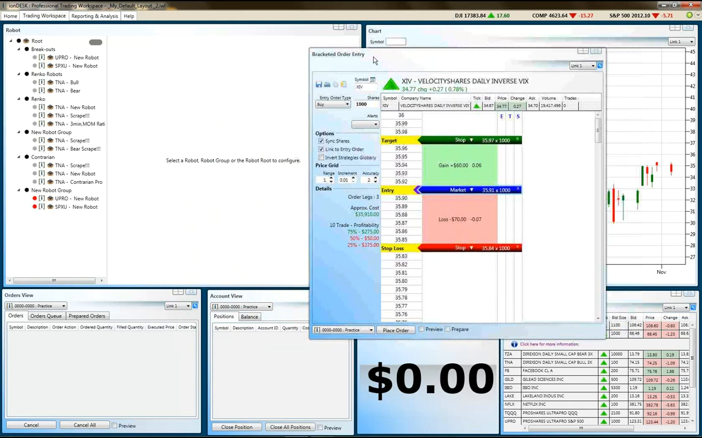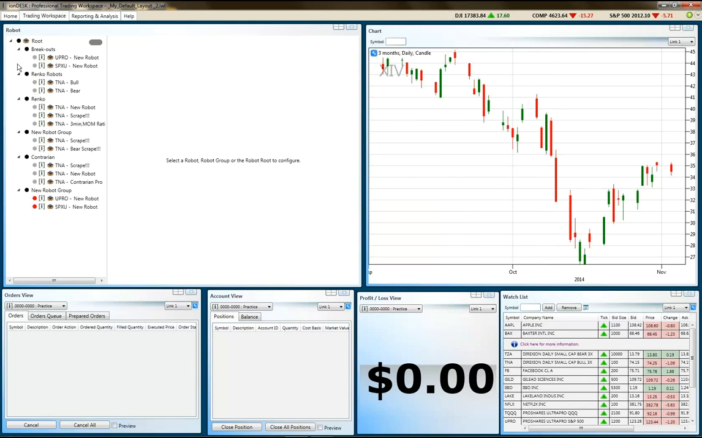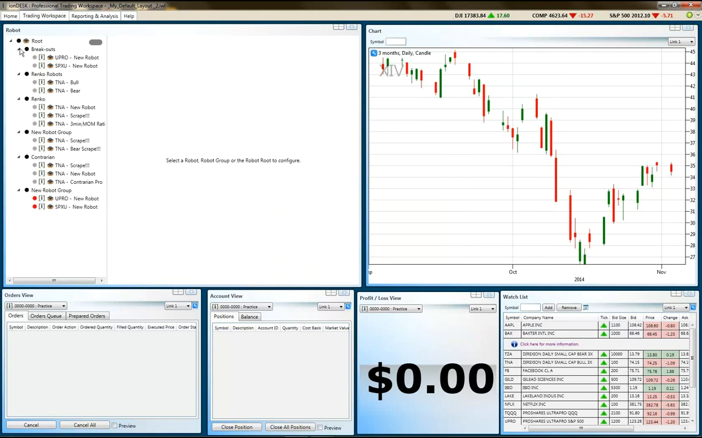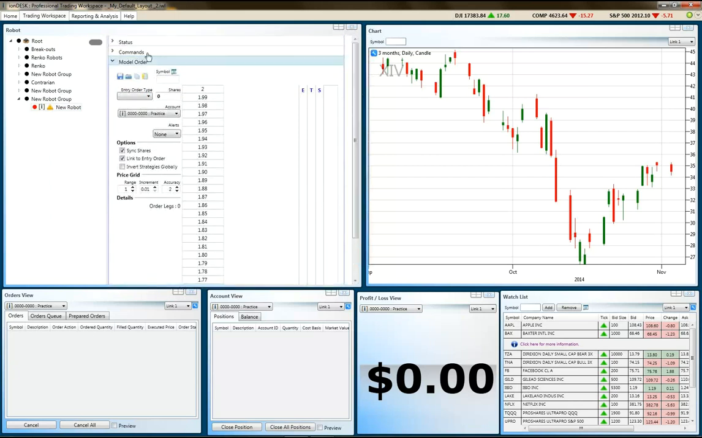All of our orders are basically done through this 3-point bracketed order setup, but we also have it in our robot. So I'm going to take it here. When you open up a robot window, you're presented with a root, a robot group, and then you have robots that you can add. So I'm going to create a new group. Okay, here it is, and then I'm going to add a robot to it. Now this robot has no configuration, so I'm going to open up the model order here.